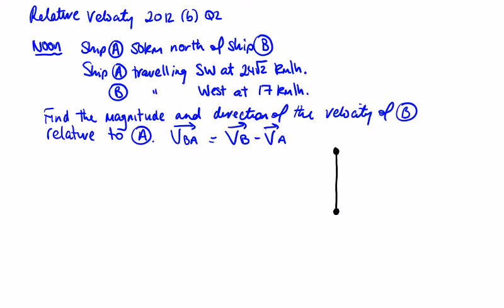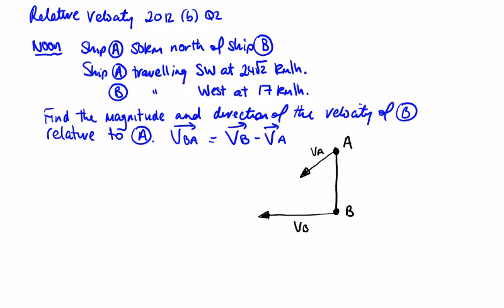A is north of B. B is traveling west, it's going to Galway. Oh no, it's not. That would be overland and it's a ship. So it's going somewhere, America from Galway, and ship A is traveling south or west, in this direction. So we have the velocity of B, and we have the velocity of A.